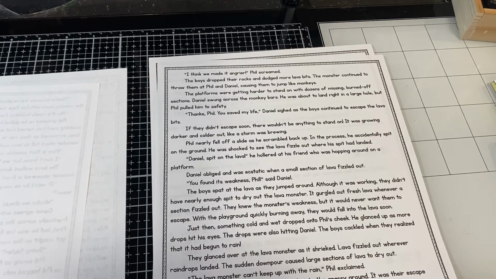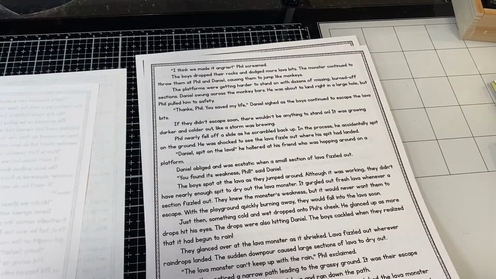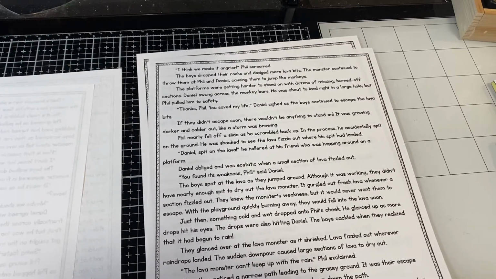Although it was working, they didn't have nearly enough spit to dry out the lava monster. It gurgled out fresh lava whenever a section fizzled out. They knew the monster's weakness, but it would never want them to escape. With the playground quickly burning away, they would fall into the lava soon.